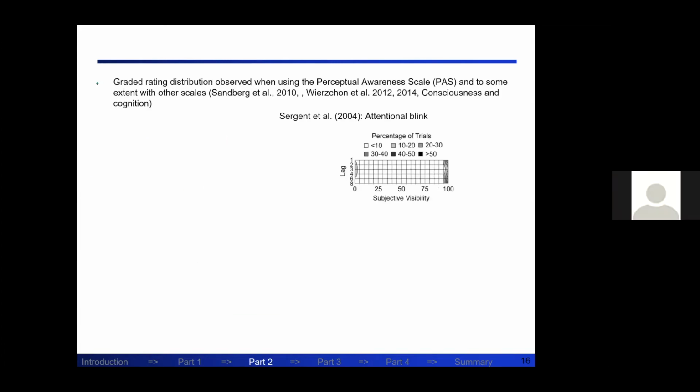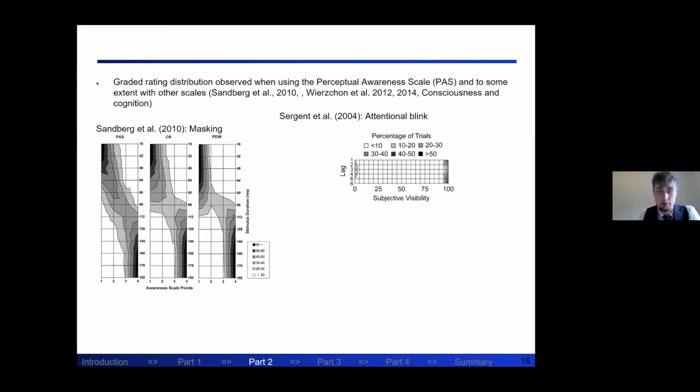But when you use the perceptual awareness scale, and indeed some other scales as well, in a masking experiment, you see a gradual increase. So this plot here shows the usage of scale points 1, 2, 3, and 4 by their proportionate rating. You can see a gradual increase over here, and it's even there to some extent for other scales as well.